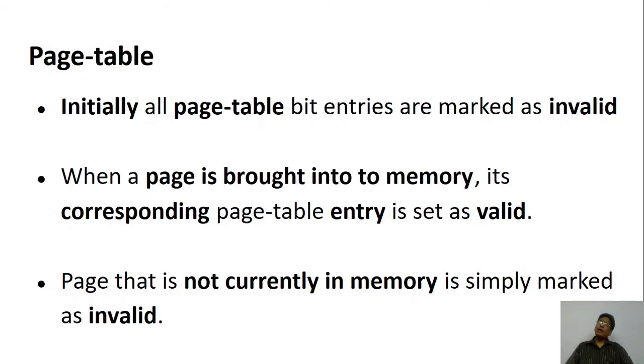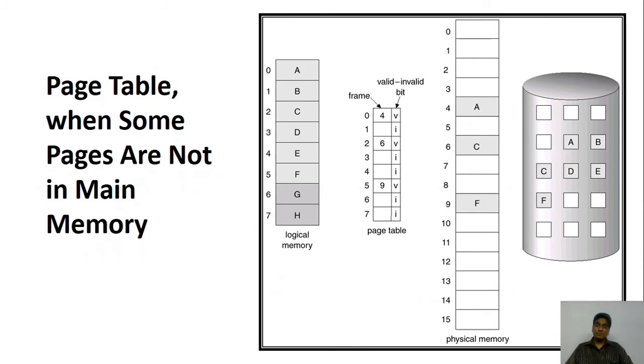How does this particular process work? Initially you set all the entries in the page table as invalid, because no pages are loaded. As and when pages are brought in, mark them as valid. If the page is not currently in memory, you just mark it as invalid. If you have swapped it out for some reason, mark it as invalid.